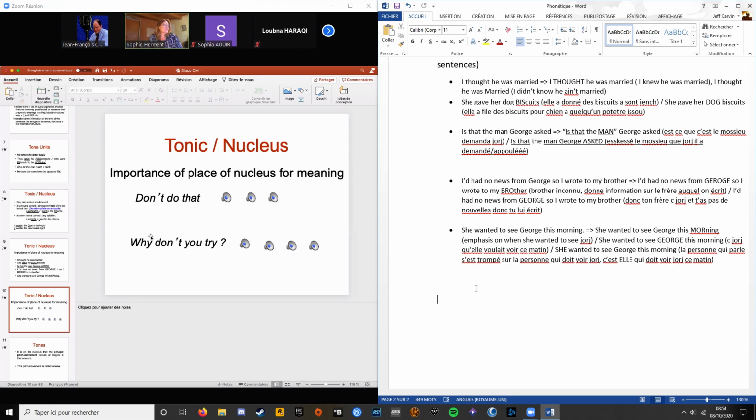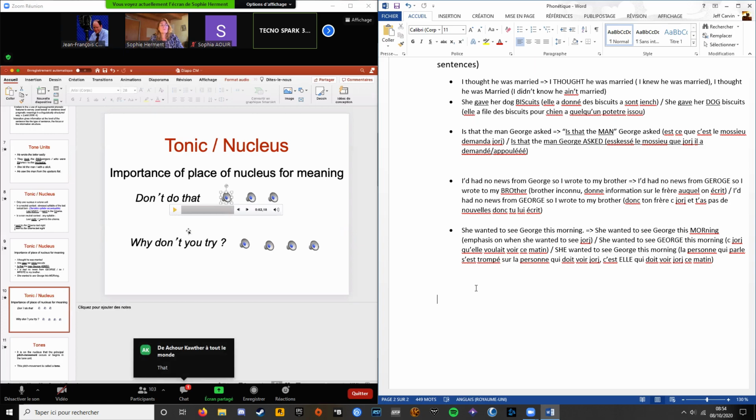Yes, well, these are a few examples, just really to show you how phonetically or phonologically you pronounce this, but you know what, I'll just play it. Don't do that. Don't do that. So here the nucleus is on... That, yes, exactly, very good. The nucleus is on that. On this sentence. Don't do that.